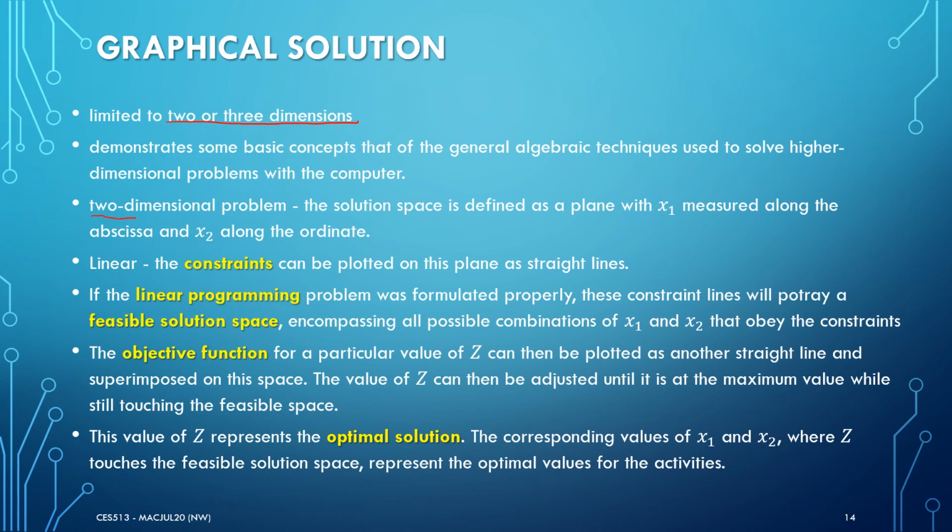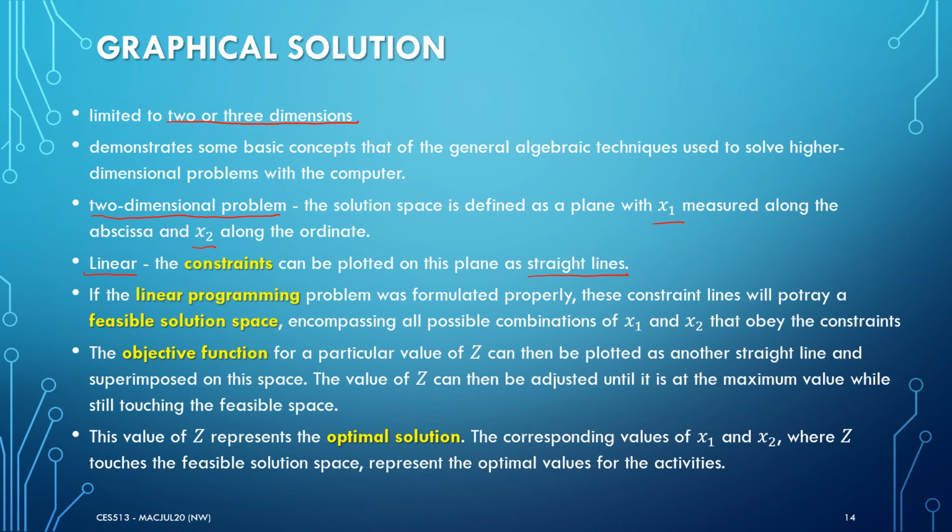For a 2-dimensional problem, such as the one in example 1 that we discussed before, the solution space is defined as a plane with x1 measured along the abscissa and x2 along the ordinate, or x1 in the x-axis and x2 in the y-axis. And because they are linear, the constraints can be plotted on this plane as straight lines.